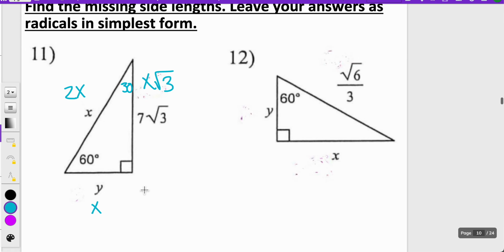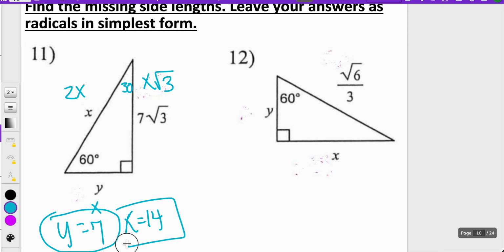In this case, y is going to be equal to 7, because if you notice, x and x are matching here. So since y is equal to 7, then I just multiply 2 times that to get x, so x should be equal to 14. Okay? Again, 30, 60, 90.